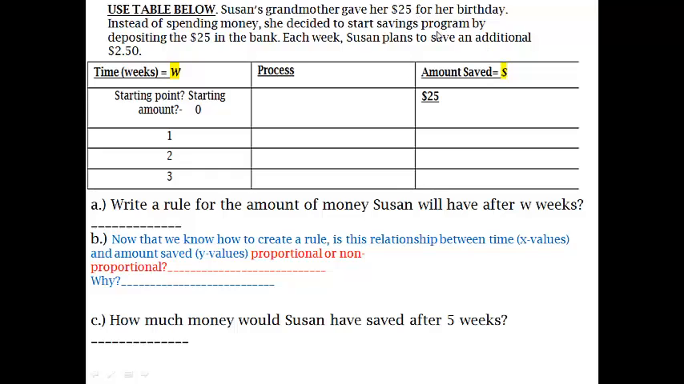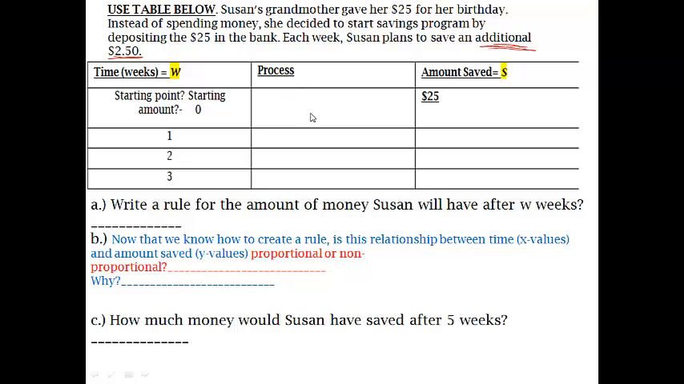Let's read the problem here. It says, use the table below. Susan's grandmother gave her $25 for her birthday. Instead of spending the money, she decided to start a savings program by depositing $25 in the bank. Each week, Susan plans to save an additional $2.50.